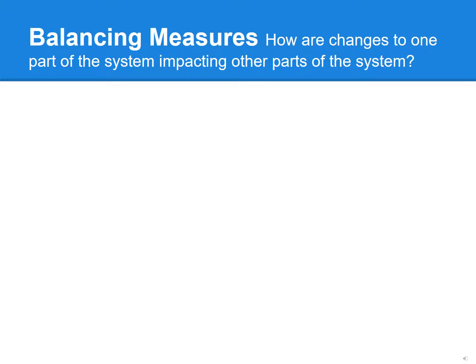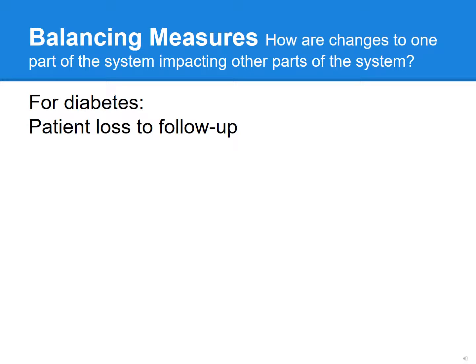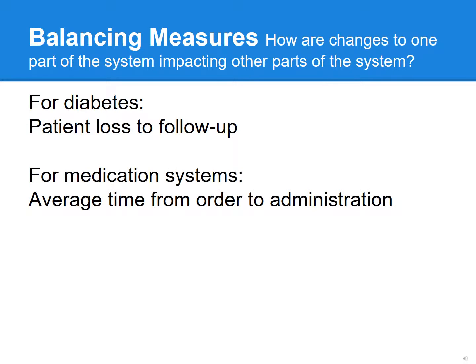Finally, for your balancing measures, again, these are looking at your system from a different perspective, looking to see whether changes you make in one part of the system are inadvertently adversely affecting other parts. So for your diabetes project, you could look at patient loss to follow-up rates. In other words, when you start getting really aggressive about controlling people's diabetes, do you have actually more people who don't come back to see you, which could artificially change the rates that you're getting for your hemoglobin A1C, but would actually be a negative influence on the health of your patient population.